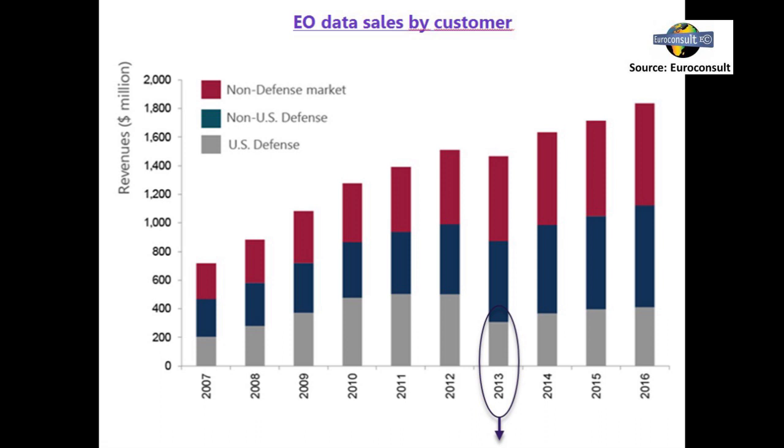In blue, we have the other governments, the other ministries of defense of the rest of the countries, which is basically the 70% or the 65% of the total each year. So it's important to have this in mind. And then in red, we have the non-defense markets.